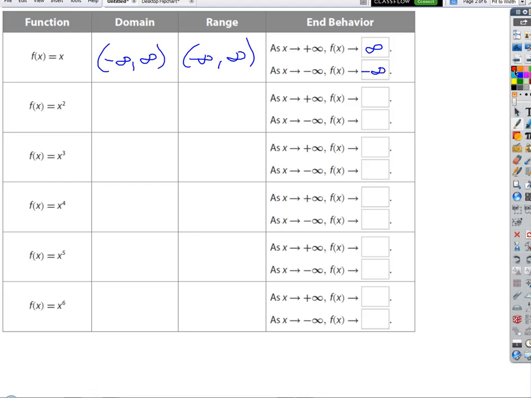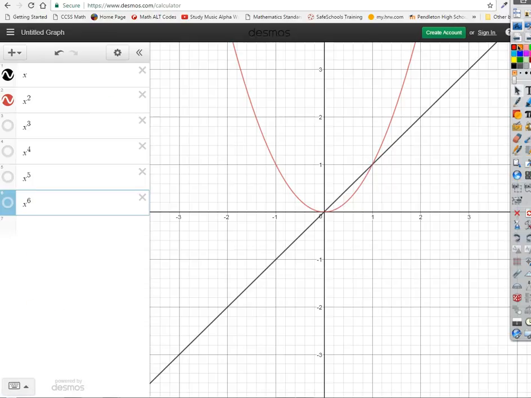So we said no restrictions on the domain, but our range was restricted. It had a lower limit. What about the end behavior? As the ant, or as x approaches positive infinity, what's y do? Positive infinity. As x approaches negative infinity, what's y do? Positive infinity, right?